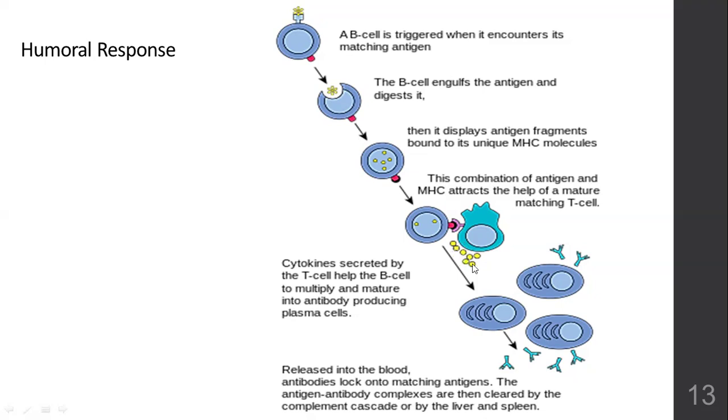These antibodies have been secreted. These yellow bodies that you see have been secreted out and they are released into the blood. And these antibodies will go and find the pathogens and they will attack them.